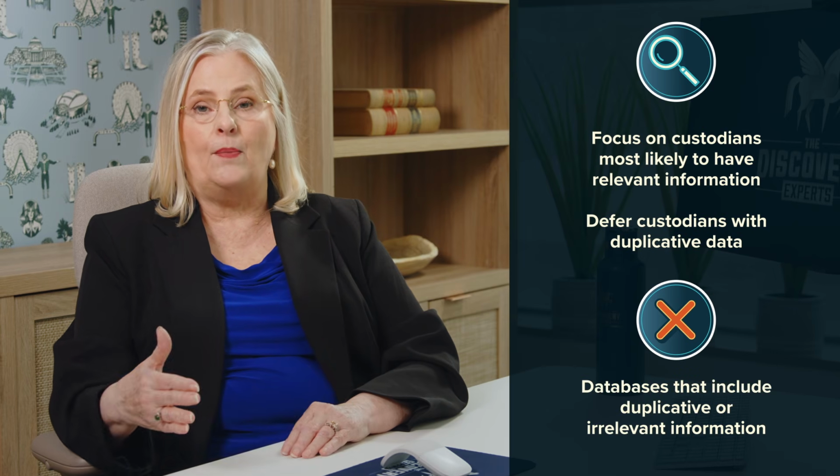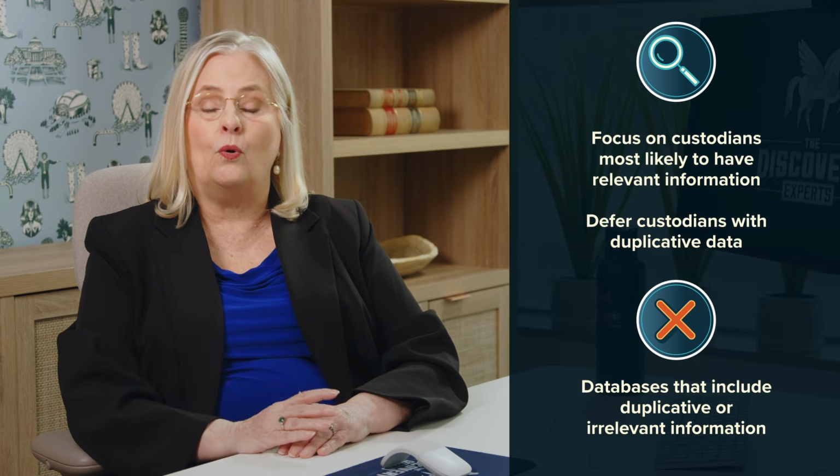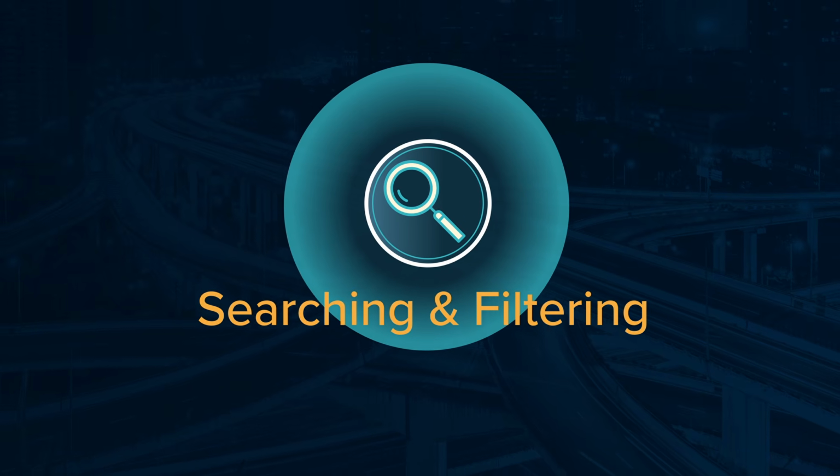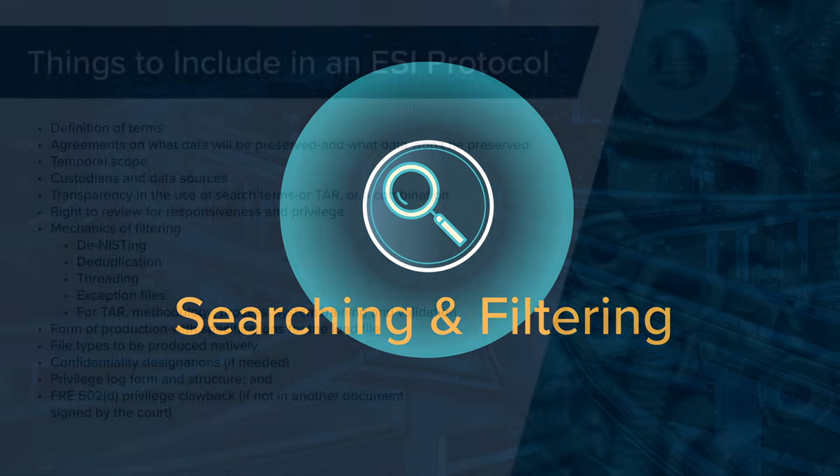Similarly, there may be sources of information that can be excluded from collection and searching, such as databases that contain duplicative or irrelevant information. The second category of negotiation for an ESI protocol is how the collected documents will be searched or filtered to locate the relevant information to be produced.